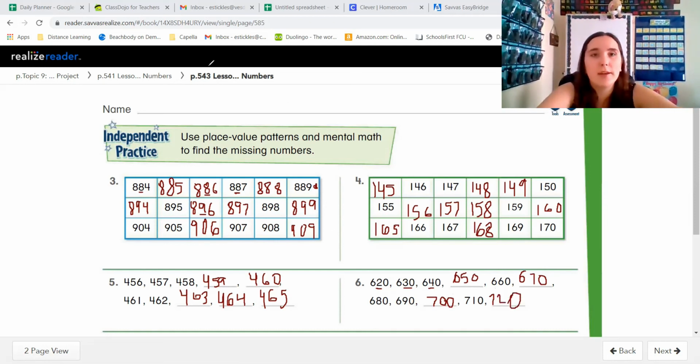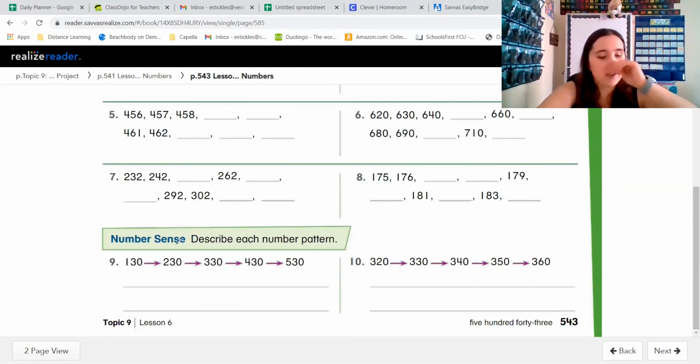Let's go down to the bottom of the page. Let's do number 9 together. It says, describe each number pattern. So we need to look at the pattern and tell them what is changing in these numbers. 130, 230, 330, 430, 530.